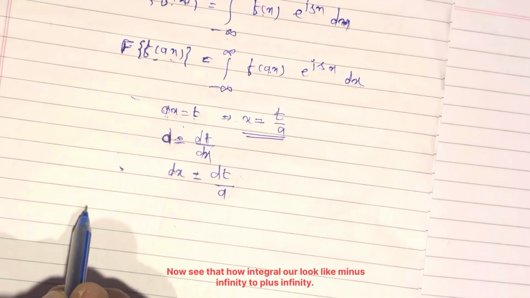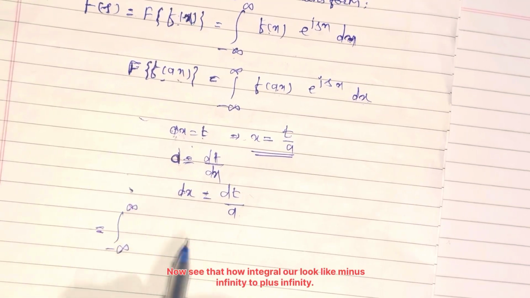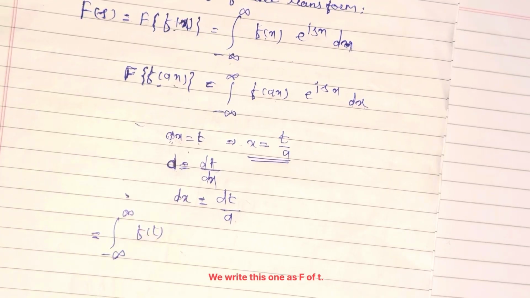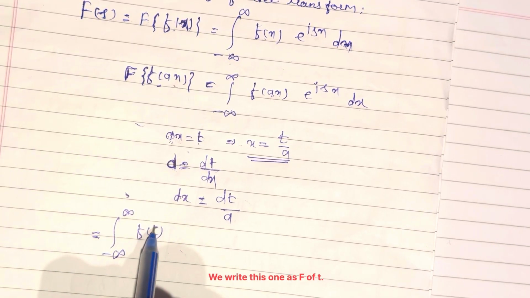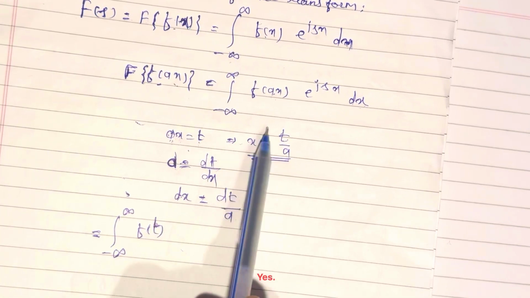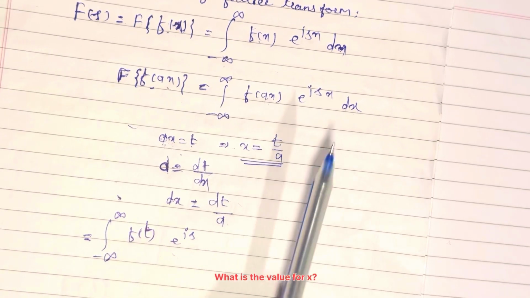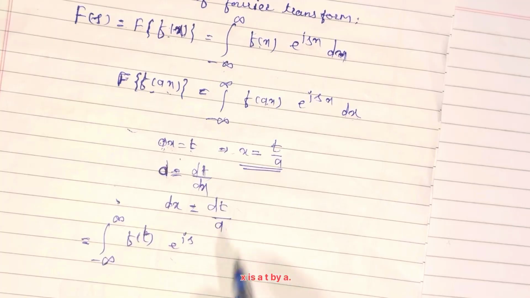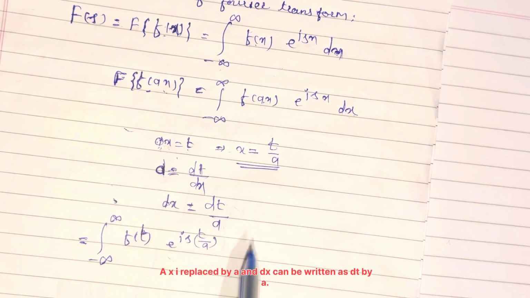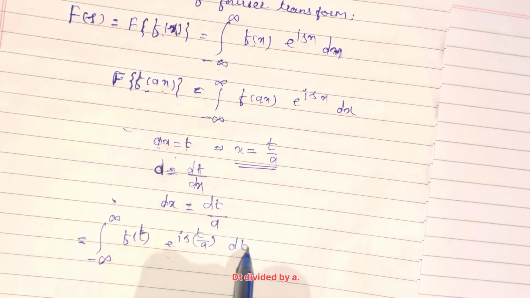Now see how our integral looks, from minus infinity to plus infinity. f of ax, that means f of t, and e raised to i s x. What is the value for x? x is t by a, so replace x with t divided by a, and dx can be written as dt divided by a.